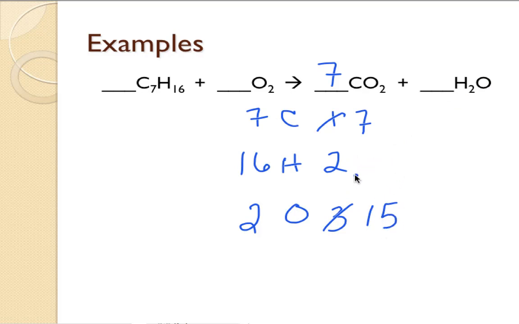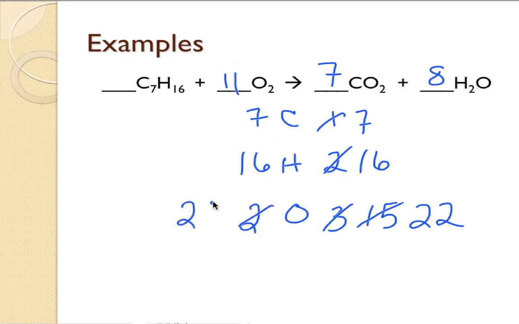Again, I leave oxygen to the end. So let's look at hydrogen. 16 on this side, 2 on this side. If I put an 8 in front of here, that changes my hydrogen to 16. Changes my oxygen to these 8, plus 7 times 2 is 14. 8 and 14 is 22. Carbon's balanced, hydrogen's balanced. If I change my oxygen to 11, that will make that 22. And that's balanced.